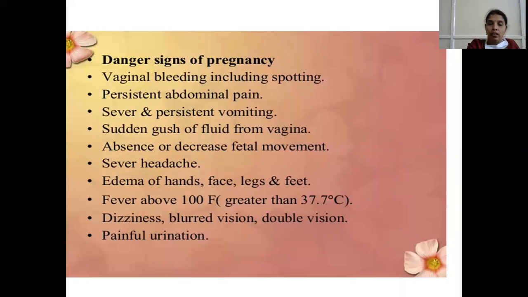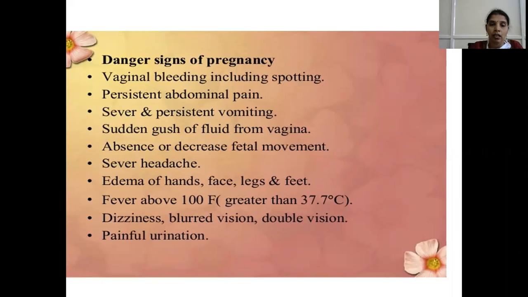Every antenatal mother should be aware of the dangerous signs of pregnancy, so that she can consult if any dangerous signs occur. She will be alerted about these signs. Vaginal bleeding including spotting is also a dangerous sign. And persistent abdominal pain, severe and persistent vomiting, sudden gush of fluid from vagina, absence or decreased fetal movement, severe headache, edema of hands, feet, face, fever above 100 degree Fahrenheit, dizziness, blurred vision, double vision, painful urination. What do these dangerous signs indicate? Vaginal bleeding, including spotting, we have to rule out any abruption or placenta previa, so it is a very dangerous sign.